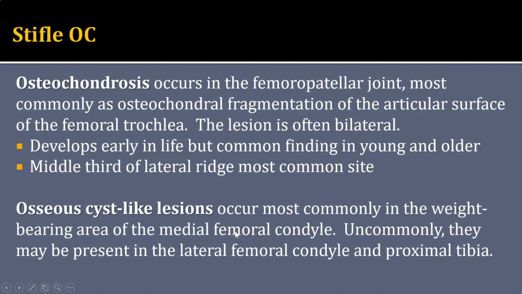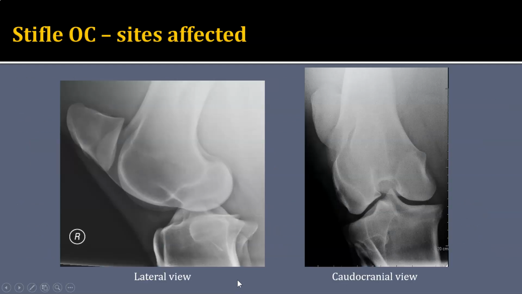Osseous cyst-like lesions occur most commonly in the weight-bearing area of the medial femoral condyle. Very uncommonly, they may be present in the lateral femoral condyle or the proximal tibia. So let's look at those sites affected.